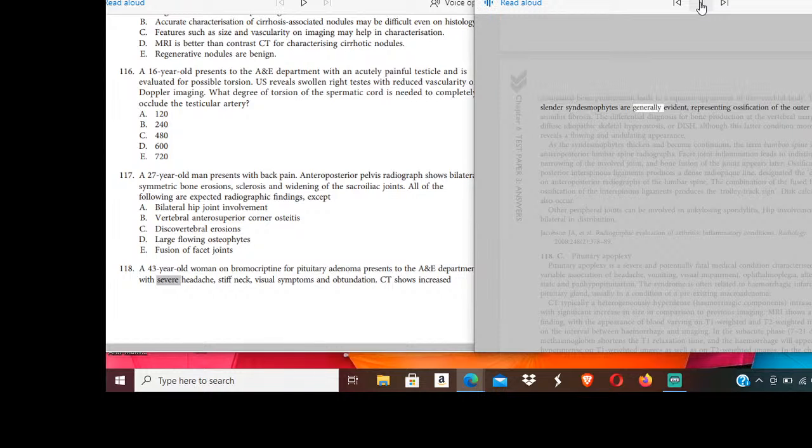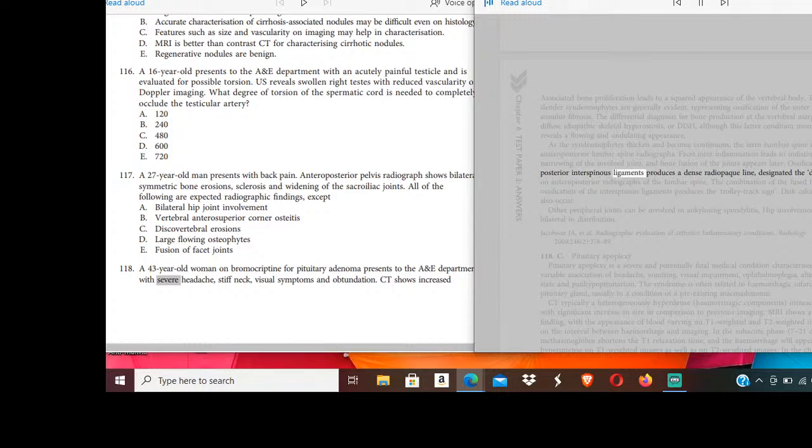Thin and slender syndesmophytes are generally evident, representing ossification of the outer layer of the annulus fibrosus. The differential diagnosis for bone production at the vertebral margins includes diffuse idiopathic skeletal hyperostosis, or DISH, although this latter condition more commonly reveals a flowing and undulating appearance. As the syndesmophytes thicken and become continuous, the term bamboo spine is used on anteroposterior lumbar spine radiographs. Facet joint inflammation leads to indistinctness and narrowing of the involved joint, and bone fusion of the joints appears later.